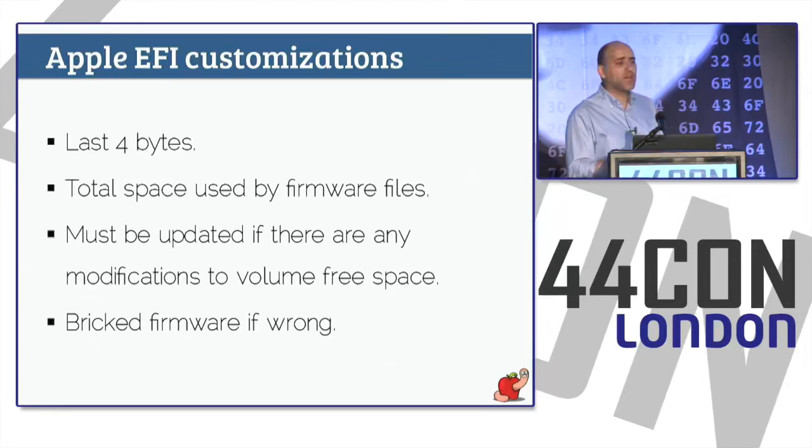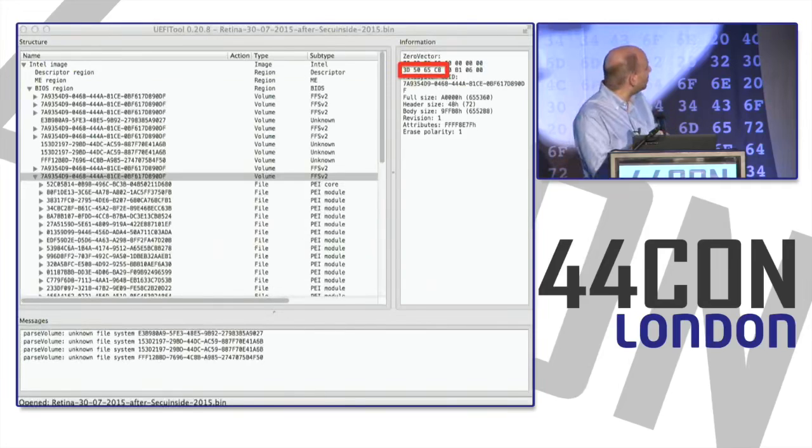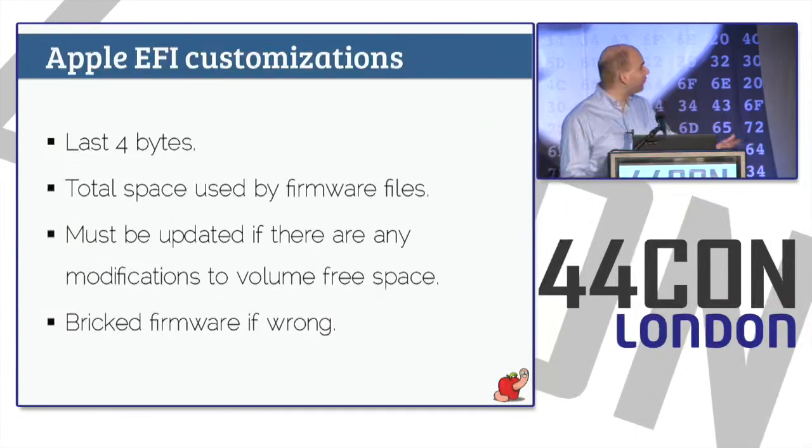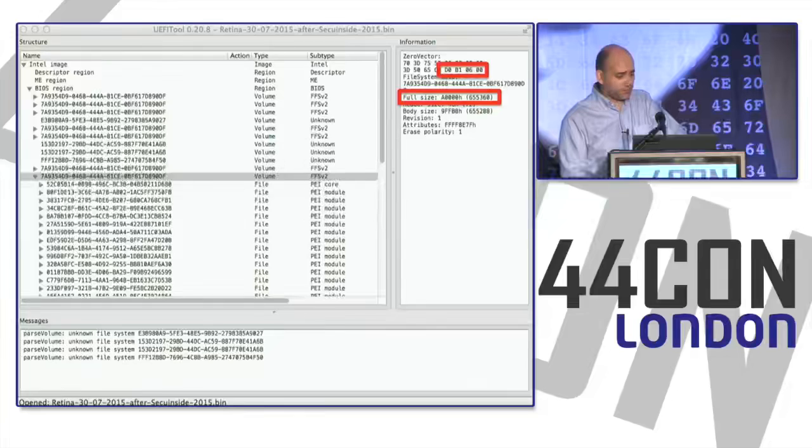And the last 4 bytes, it was something unknown. I was trying to modify EFI firmware, and it broke the machine. What the hell is happening? So it's essentially the total space that is being used on the volume. It's the contents of this less the free space of the machine. So if you modify the firmware, if you change some of the space, you need to update this value.